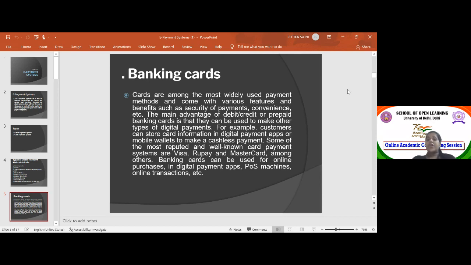For example, customers can store the card information in the digital payment apps. That is what I was talking about. You can link your card with Google Pay or Paytm, and then you can make the payment. Some of the most reputed and well-known cards are Visa, RuPay, and MasterCard. Banking cards can be used for online purchases in the digital payment apps, POS machines, and online transactions. You can simply log into a website, enter your card's details and make the payment. You don't need to have internet banking activated or something like that. So this is how we can use the banking cards.